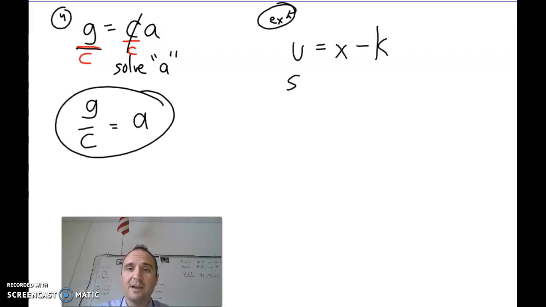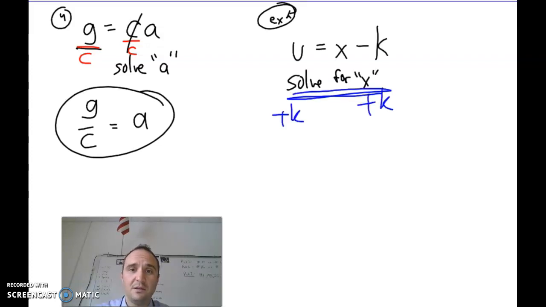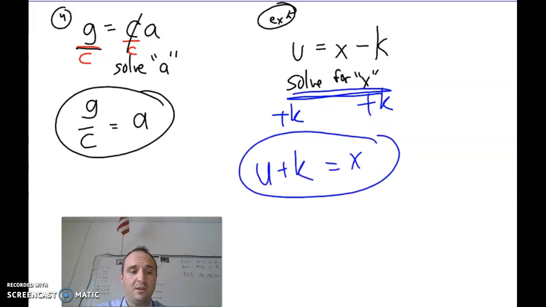We have U equals X minus K. Solve for K. Final answer, you're going to add K to both sides.